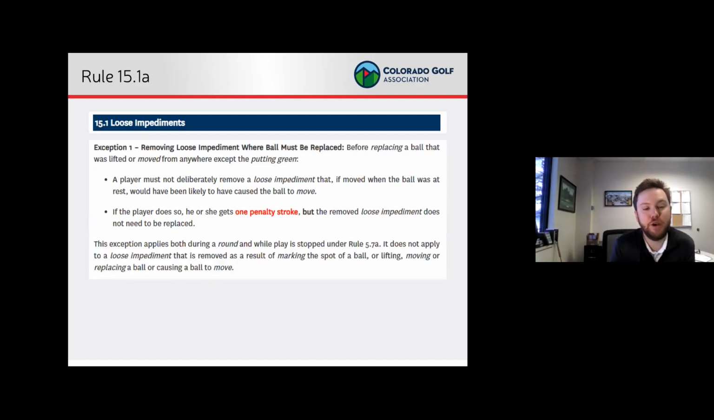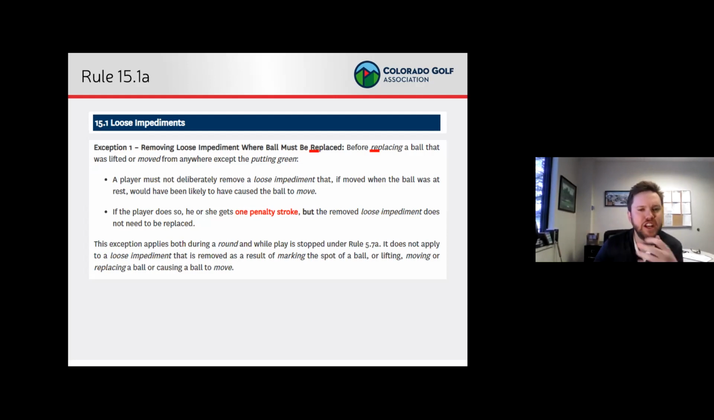This exception applies both during a round and while play is stopped under Rule 5.7a. It does not apply to a loose impediment that is removed as a result of marking the spot of ball or lifting, moving, or replacing a ball or causing a ball to move. So again, it's very specific to when you are replacing a ball back on its required spot, not on the putting green, and there was a loose impediment when you picked it up that could have made the ball move when the ball was there. By removing it, that's when it needs to be replaced. So it's very specific to replacing a ball back on the spot, not on the putting green.